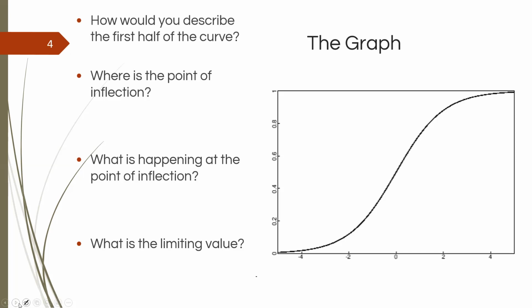So the image that you see here is the iconic shape of the graph. Every logistic function looks approximately like this. Some are a little taller, a little wider, a little steeper, a little flatter, but they always have this shape. So first thing that I'd like you to do is to describe the first half of the graph.